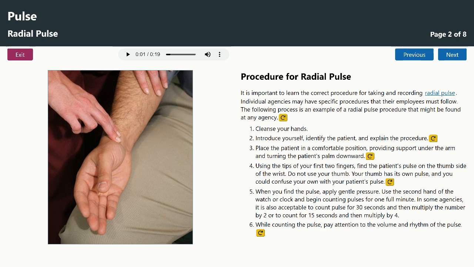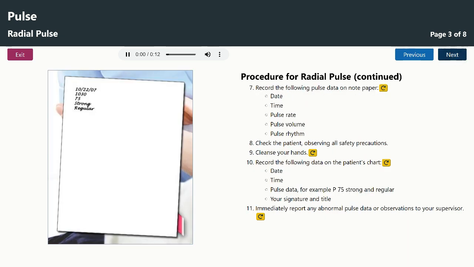So in some places you can count for 30 seconds and multiply by 2, or you can count for 15 seconds and multiply by 4. For us, just do it for 60 seconds and just get that number. So when you're counting the pulse, you want to pay attention to the volume and rhythm of the pulse. Procedure for radial pulse.